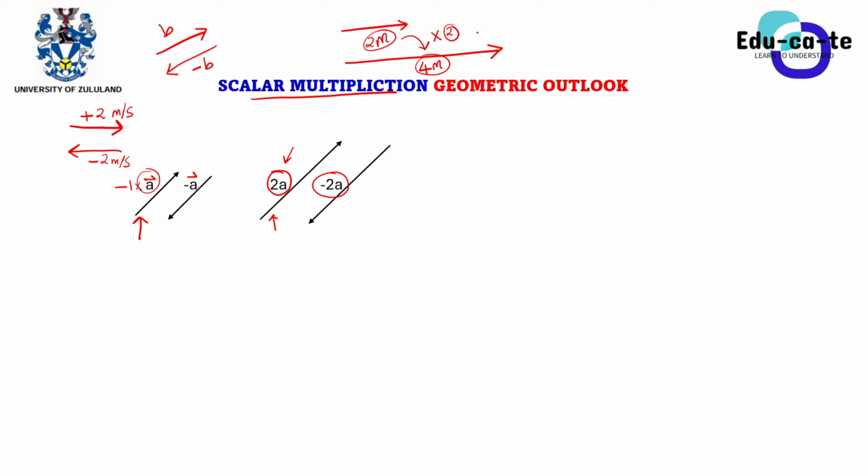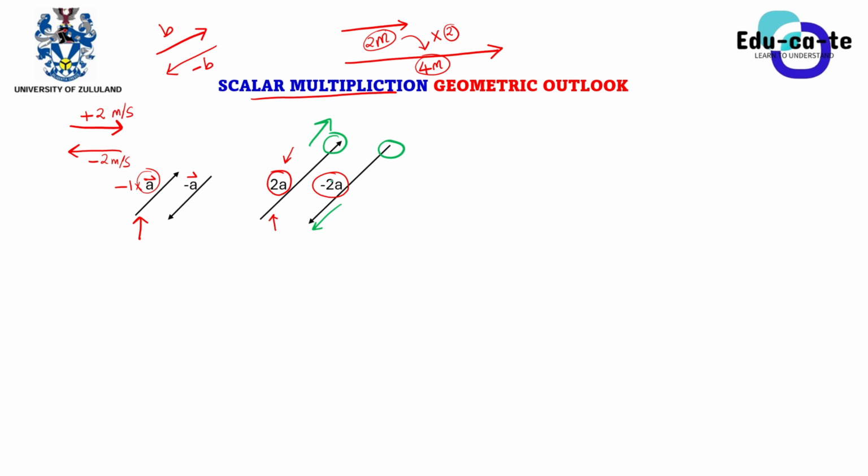They are of equal length. If you compare these two vectors, you can see that they've got the same length. But the difference here is that they are going in opposite directions. You can see that this one is going in that direction, this one is going in that direction, completely opposite.